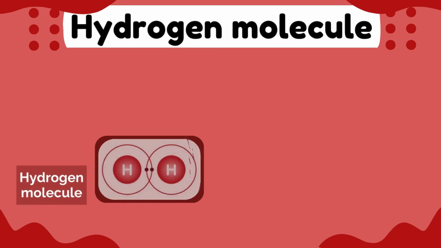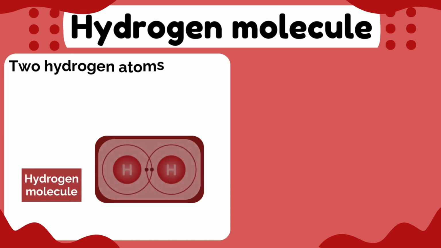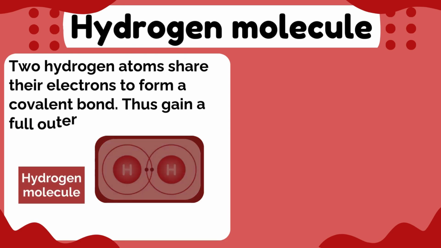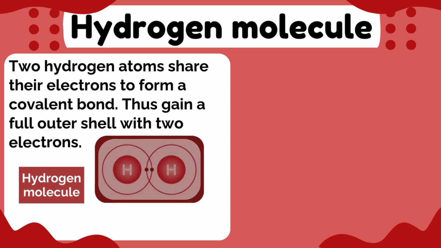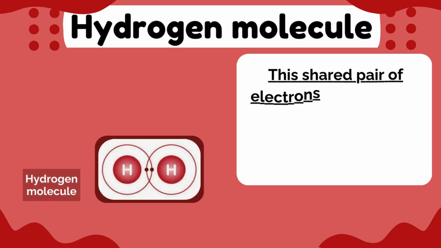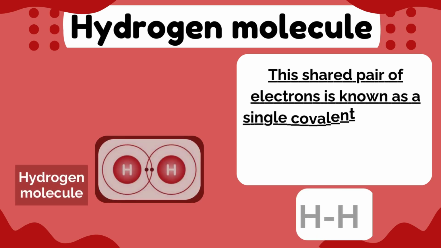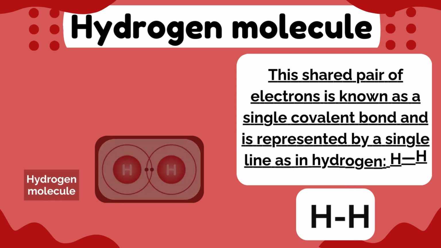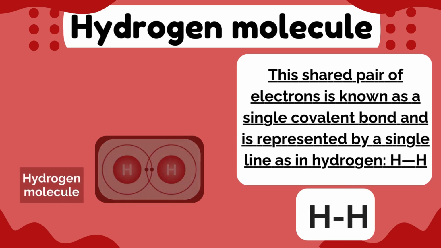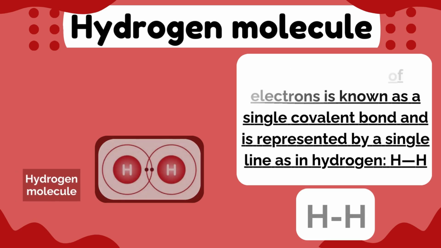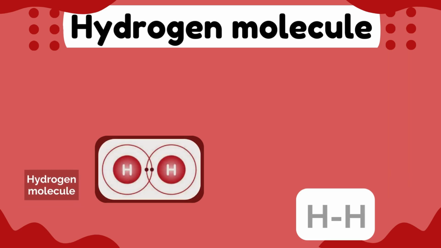Hydrogen molecule. Two hydrogen atoms share their electrons to form a covalent bond, thus gaining a full outer shell with two electrons. The shared pair of electrons is known as a single covalent bond and is represented by a single line, as in the hydrogen molecule, that is, between the two hydrogen atoms joined by a single line. It represents a single covalent bond between the two hydrogen atoms.